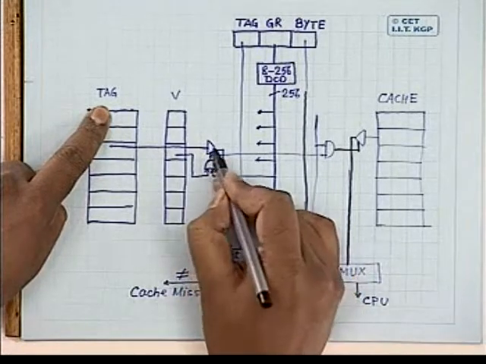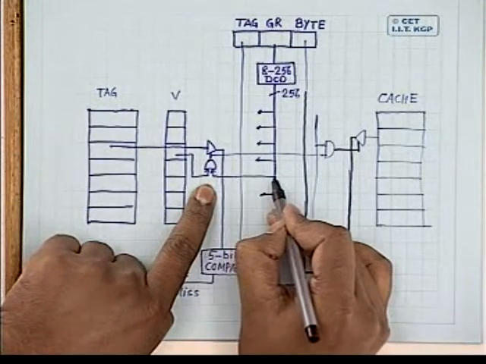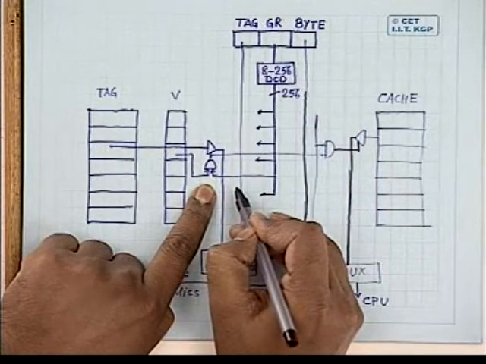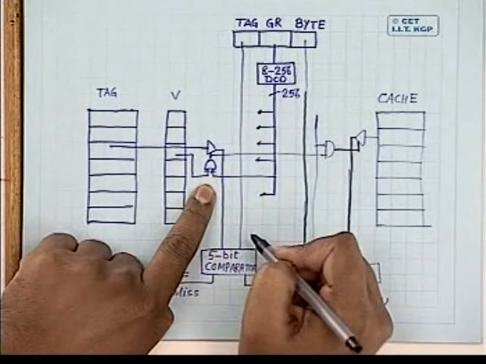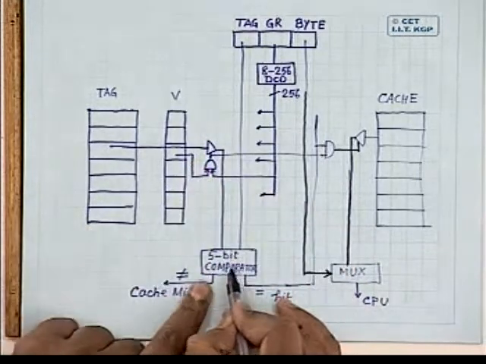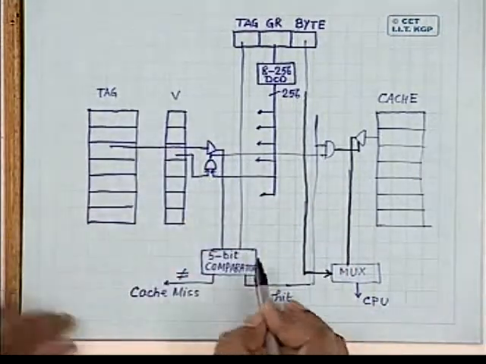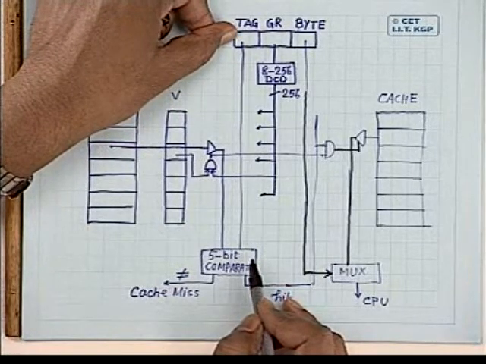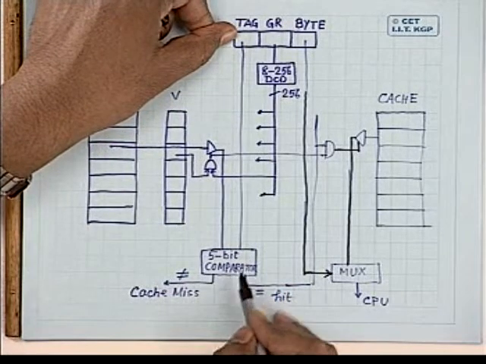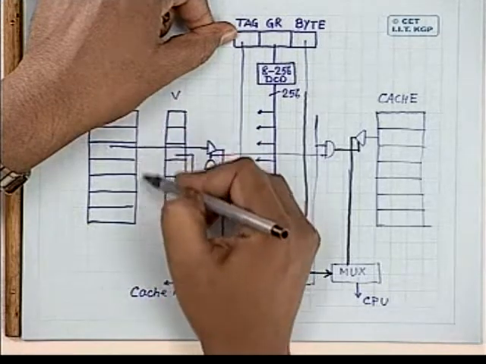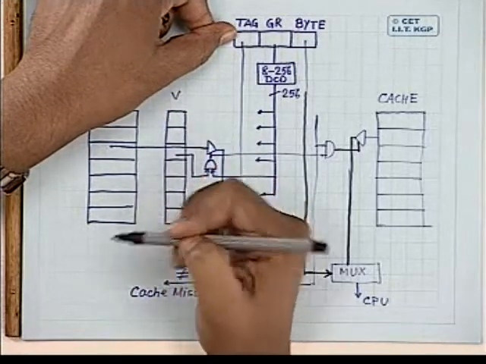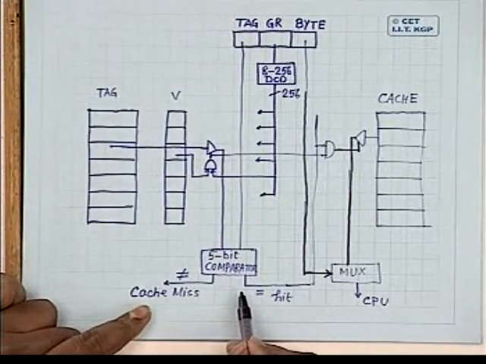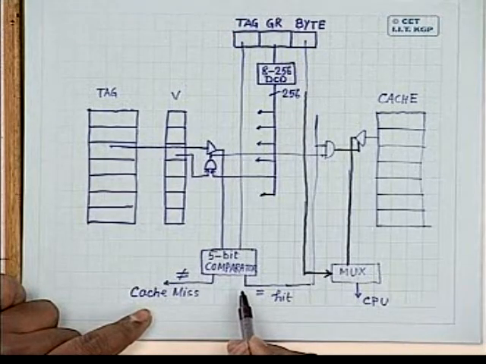And the buffer which will be active depends upon which decoder output is high. Other buffers will not be active. So only one data will reach this comparator from the tag memory location, which will be compared with this tag field in the main memory address. Okay. So effectively, the n number of comparators that we had to have in case of associative memory is replaced by only one comparator in case of direct memory.